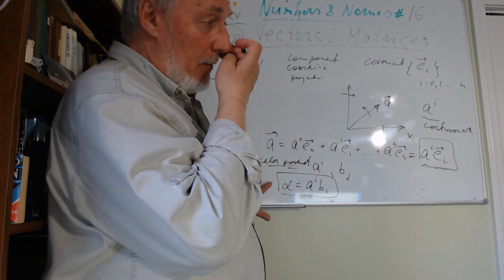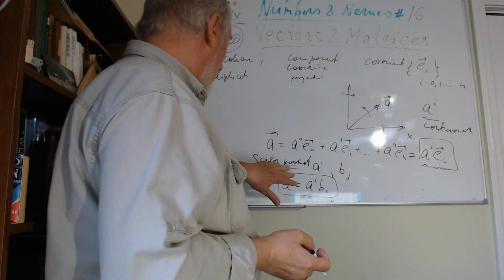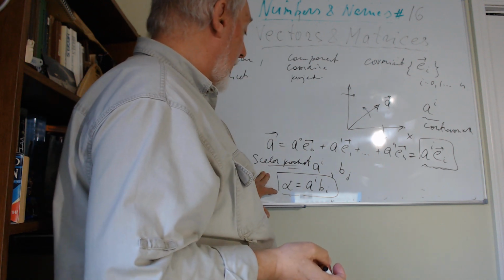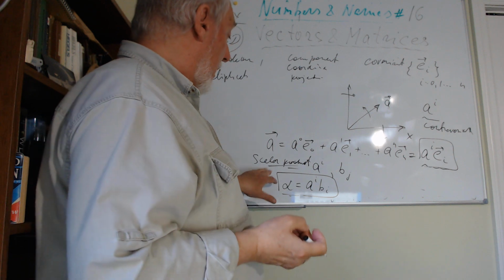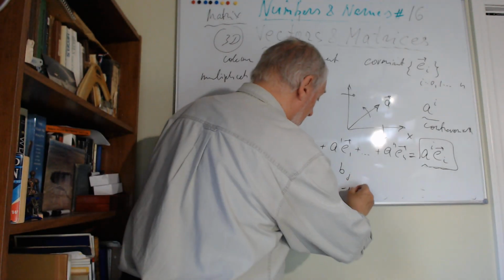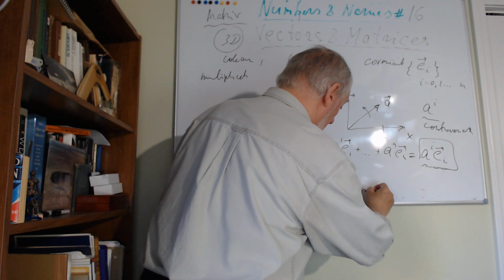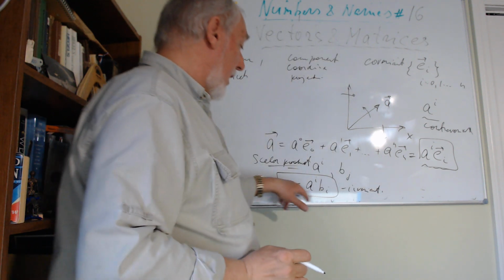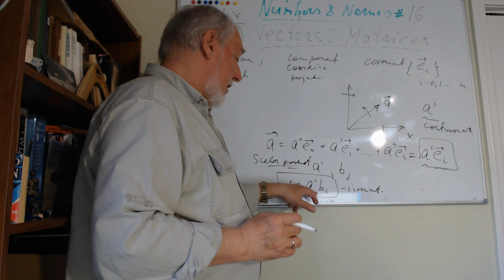Why scalar product? What is it? We may talk a little later, but why is it very important? Because, first of all, it is invariant. And if you think about what is going on, you understand why it is invariant.